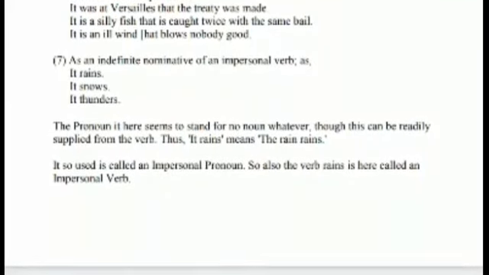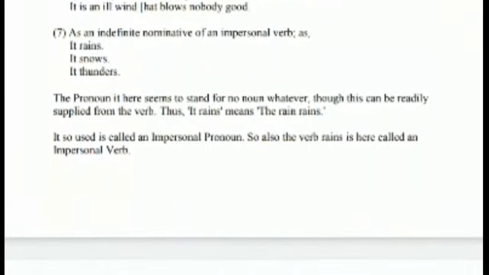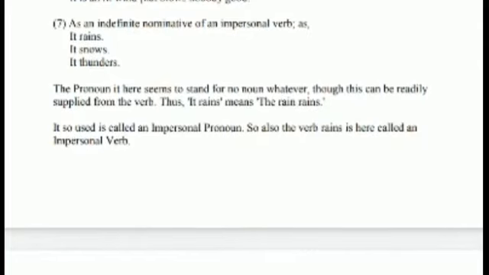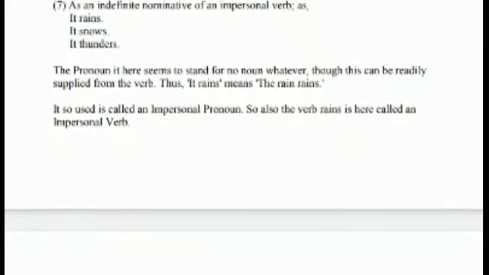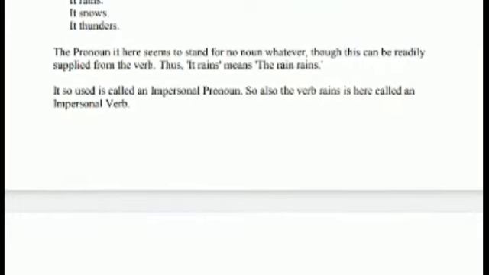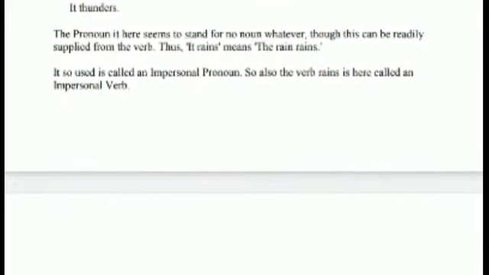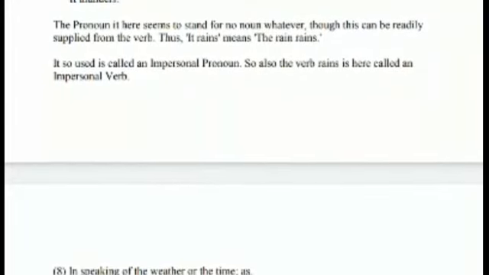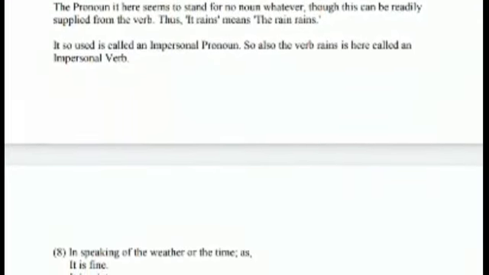The seventh point, as an indefinite nominative of an impersonal verb. It rains, it snows, it thunders. This is indefinite nominative. The pronoun it here seems to stand for no noun whatever, though this can be readily supplied from the verb. Thus it rains means the rain rains. The it so used is called an impersonal pronoun. So also the verb rains is here called the impersonal verb. Okay. Eighth point, in speaking of the weather or time, it's fine. It's winter. It's 10 o'clock.